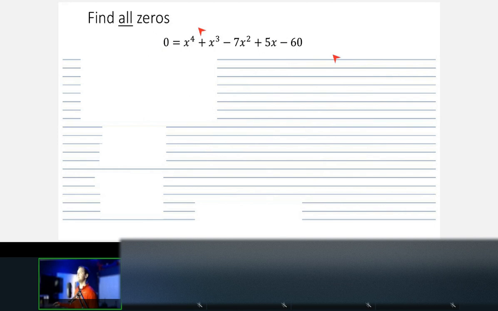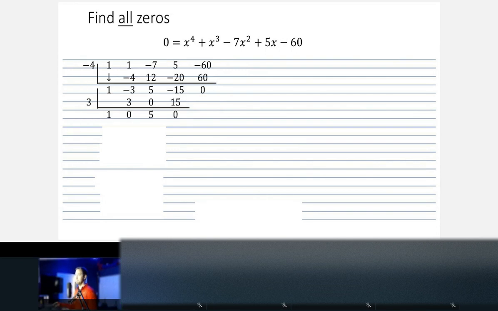All right, find all zeros. For this one, just to save time, 2 minutes left, we want to graph that function to see if we can see any zeros, because we're expecting 4. When you graph it, you will only see 2 of them. You will see one at -4, and you'll see one at 3.